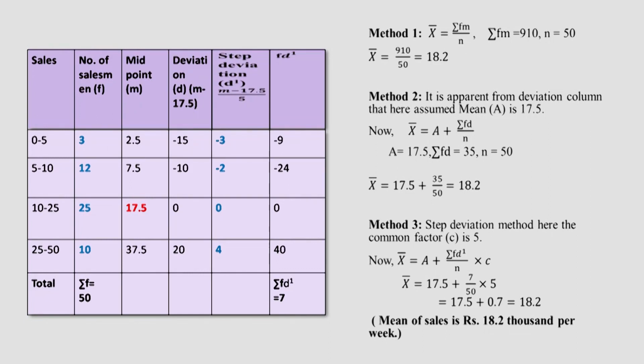Since we have taken a common factor here, the formula will also incorporate that common factor. So, now the formula would be mean is equal to assumed mean plus summation f d dash upon n into c, and c is what? Common factor. So, in this case you have to find out the mean. So, mean is equal to assumed mean which we have taken as 17.5 plus summation f d dash which is 7 divided by number of observations which is 50 into common factor which is 5, and you get the answer 18.2.